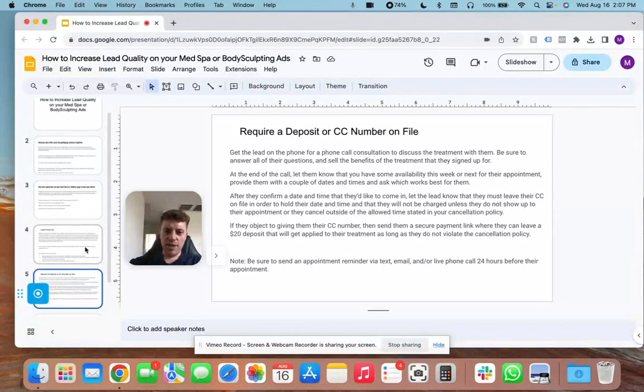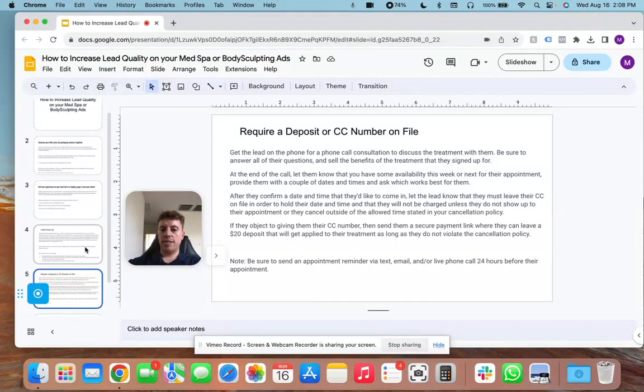So if they don't want to read off their credit card number over the phone, then you can always get a secure payment link and text it or email it over to them. And again, just for a $10 or $20 deposit, just to make sure that they show up for their appointment. That's going to drastically reduce your no-shows when they actually leave a deposit to show up.